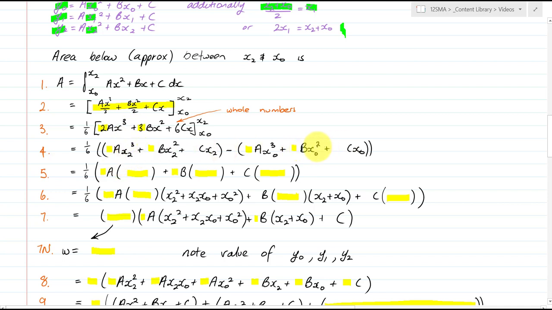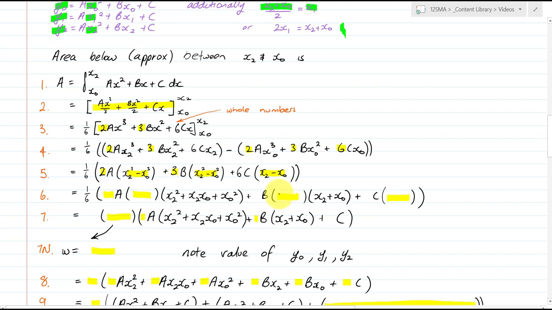So we've got this now, and I've missed a highlighting here, but ultimately I've substituted in my x2 and my x0. So this is 2, this is 3, this is 6, 2, 3, 6. That hasn't changed. And I'm going to take my 2a, and inside here I'll have x2 cubed minus x0 cubed. And inside here I'll have 3b, x2 squared minus x0 squared. And inside here I'll have 6c, x2 minus x0.